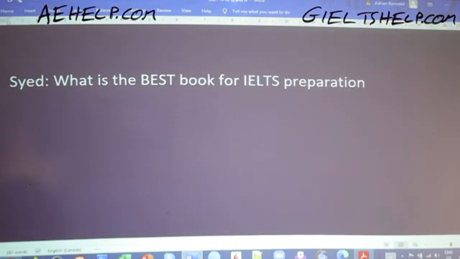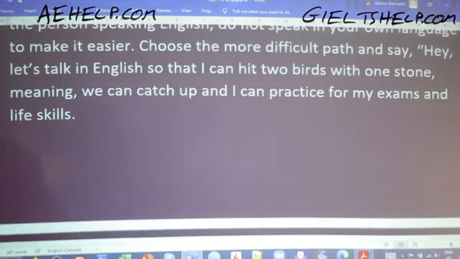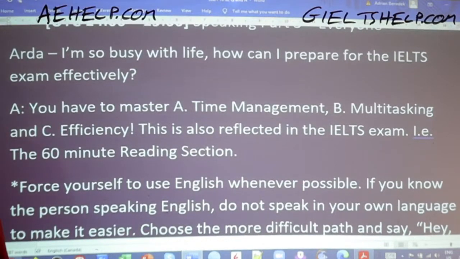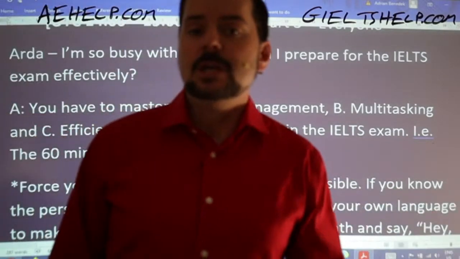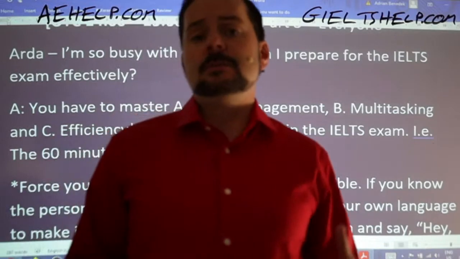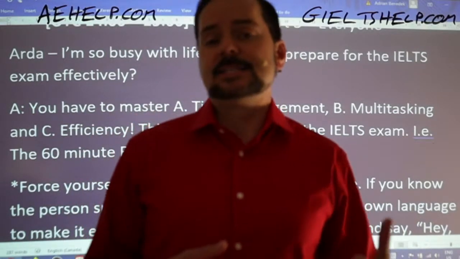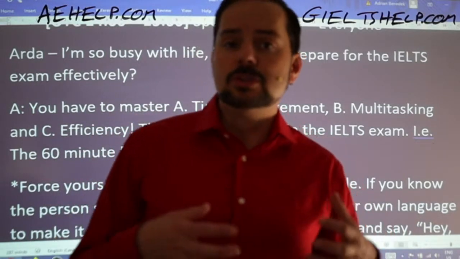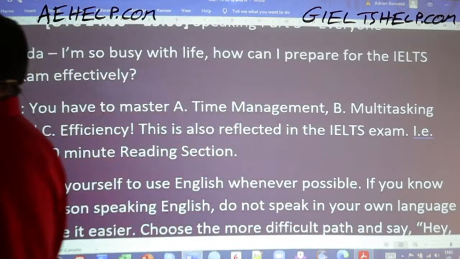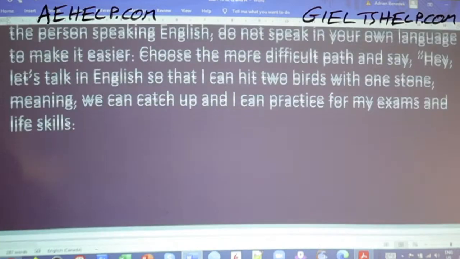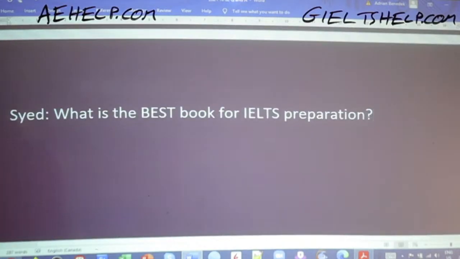And this kind of ties in to the previous question, because I was telling you that you have to learn efficiently, okay? So efficiently means that you're not just multitasking, but you're maximizing your use of time, okay? So for instance, efficient learning is not rote memory, okay? So efficient learning is using critical thinking. So what is the best book for IELTS preparation?